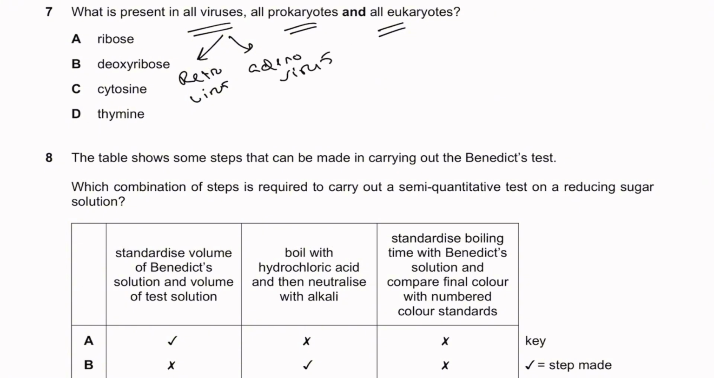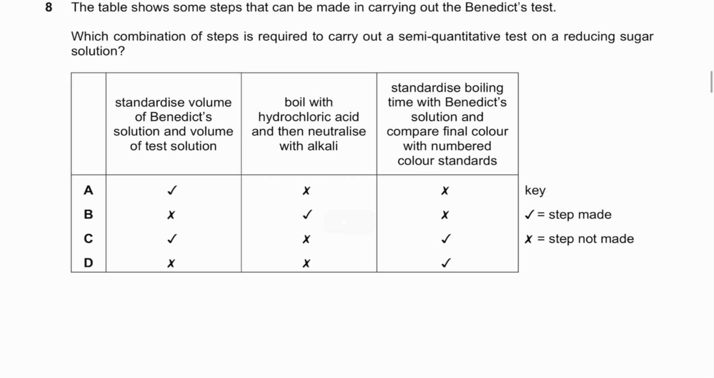Now, this means that we can't just choose these two, okay, ribose or deoxyribose. Cytosine and thymine, remember the retroviruses that only have RNA, they don't have thymine, instead they have uracil. So we can also eliminate D, leaving us with cytosine. The table shows some steps that can be made in carrying out the Benedict's test. Which combination of steps is required to carry out a semi-quantitative test on the reducing sugar solution?